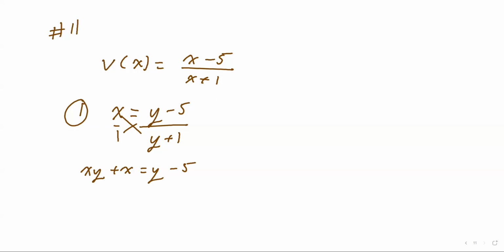But the goal, after this point, is to get all terms that have a y on one side and all terms that don't have a y on the other side. I notice I have a lonely y over here. I'm going to move it to this side with the other xy. And I see that I have a lonely x that does not have a y. I'm going to move it to the other side. So I'm going to subtract y on both sides, and I'm going to subtract x on both sides.